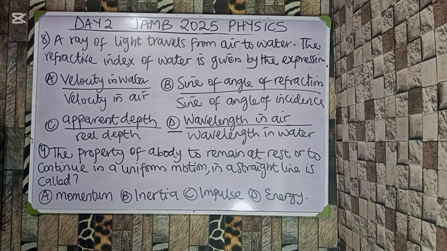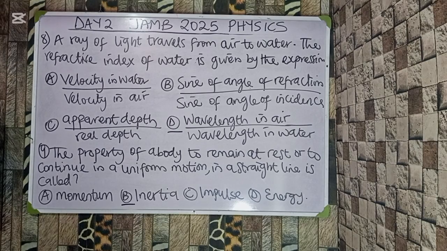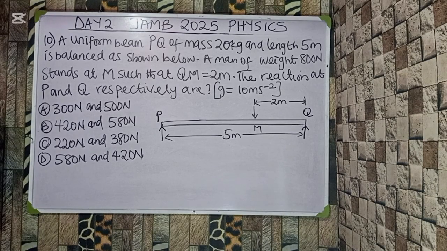Question 9. The property of a body to remain at rest or to continue in uniform motion in a straight line is called option A, momentum. Option B, inertia. Option C, impulse. Option D, energy. The correct option is what? Option B, which is inertia.